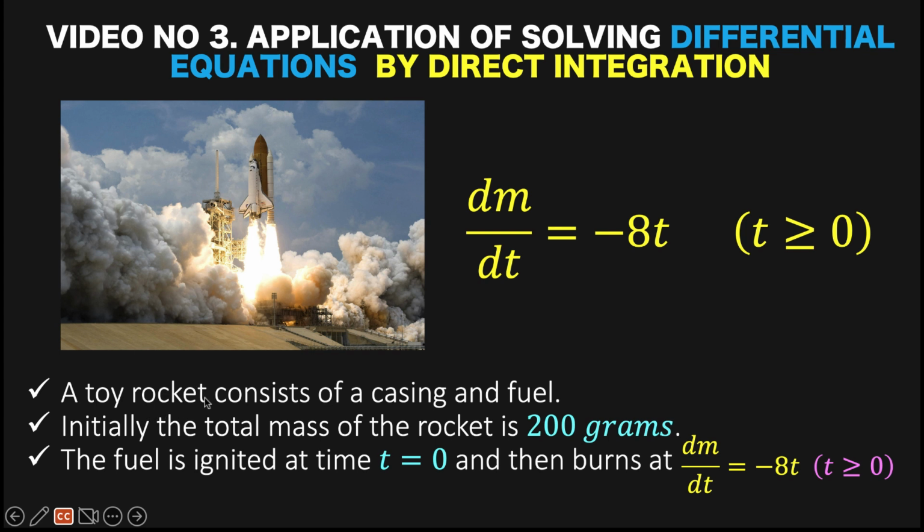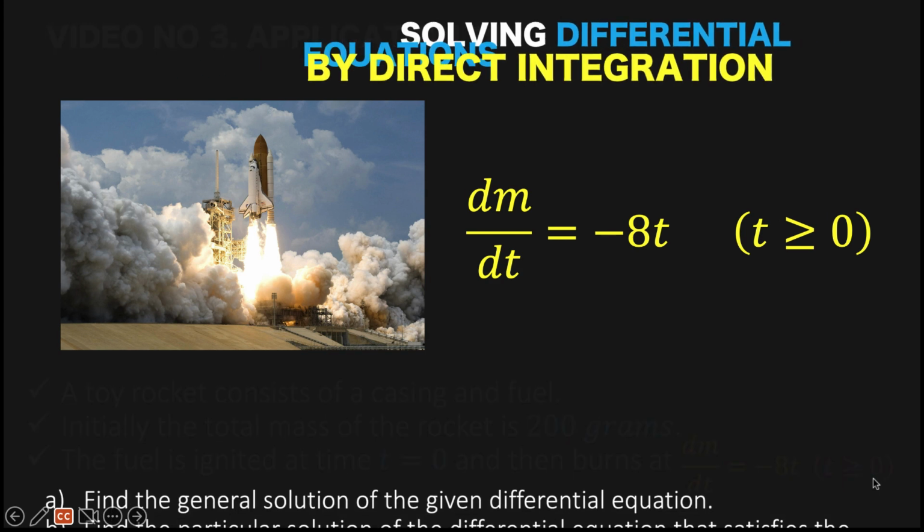We have a toy rocket that consists of a casing and fuel. Initially, the total mass of the rocket is 200 grams and the fuel is ignited at time equals 0 and then burns at the rate of dm over dt equal to negative 8t, where t is the time in seconds and it is greater than or equal to 0. And we are going to answer 3 questions.